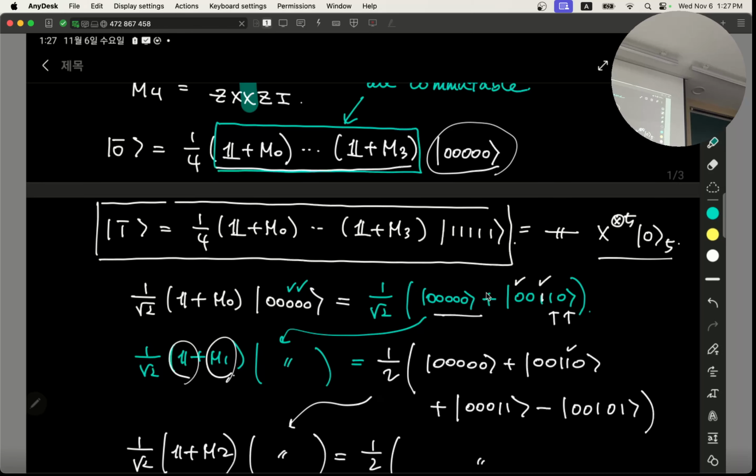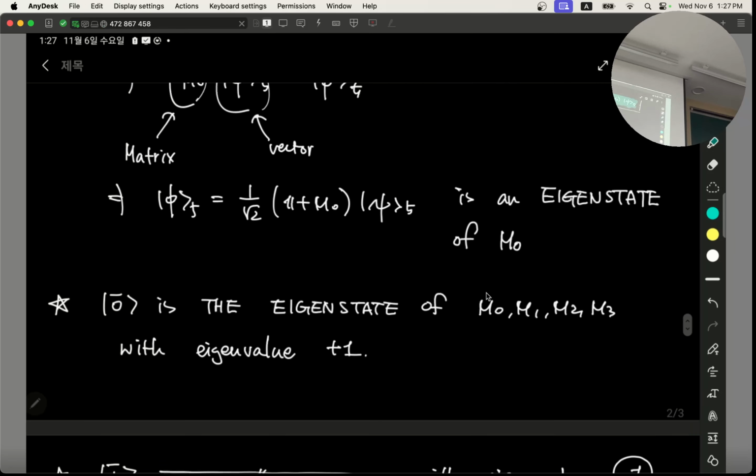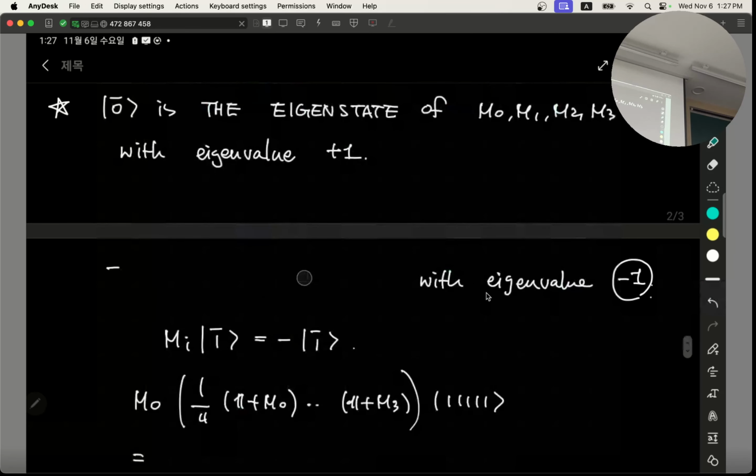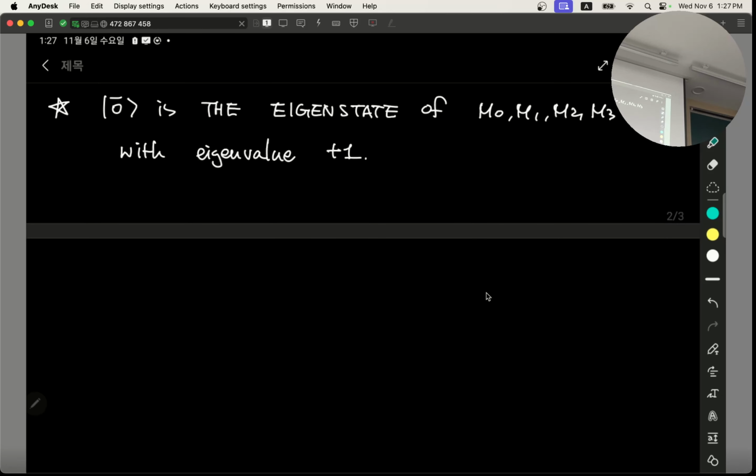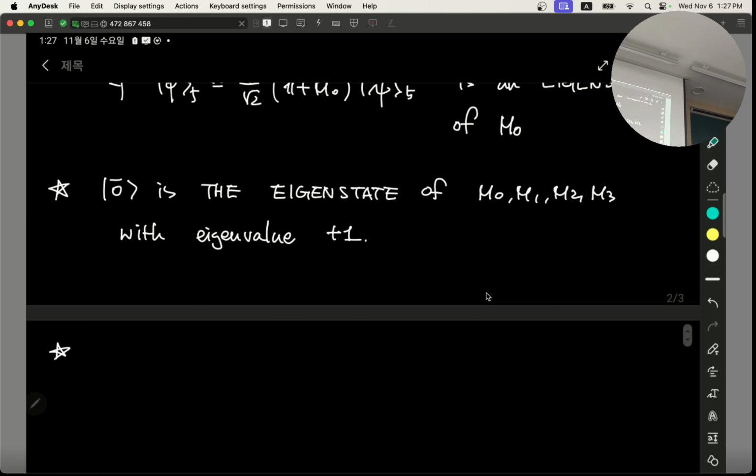Oh no, that's right. Sorry, sorry. I think this is not right. This is not the right thing. Sorry. That's not what I want to claim. Okay, so 0 is an eigenstate, and also 1 is an eigenstate. That's what I want to say.